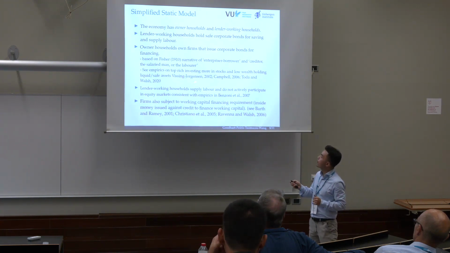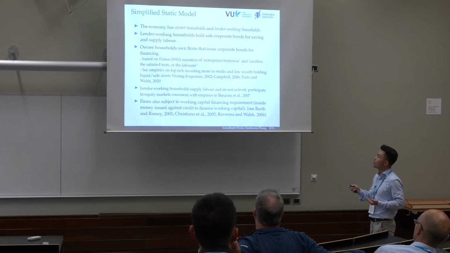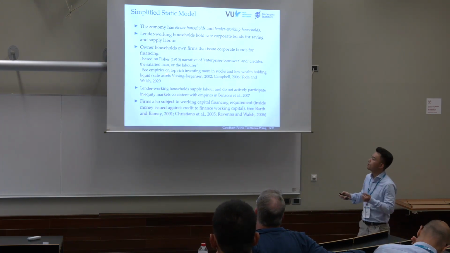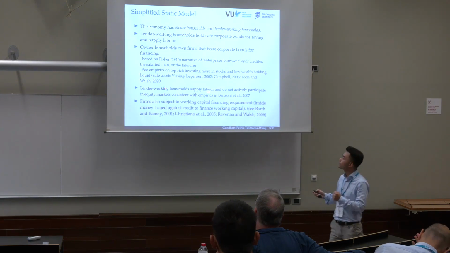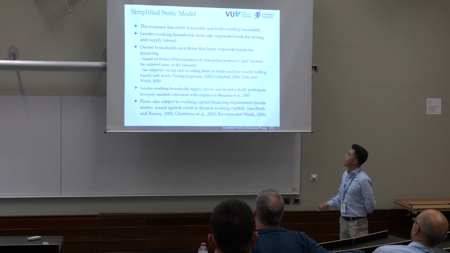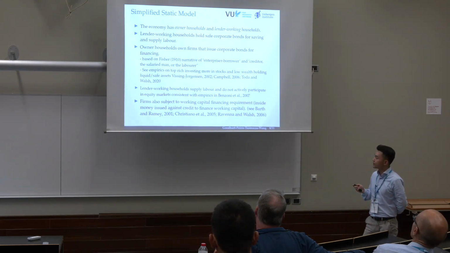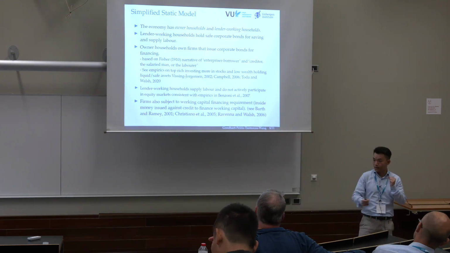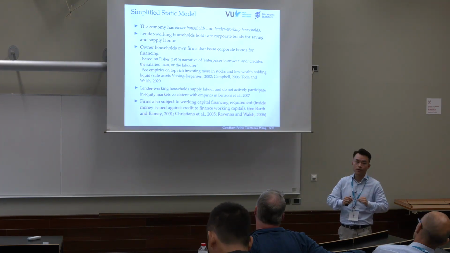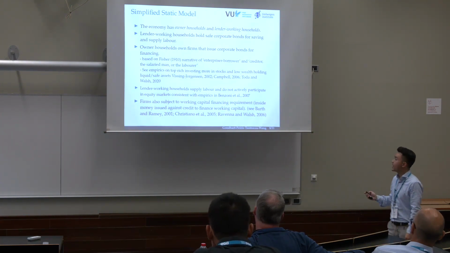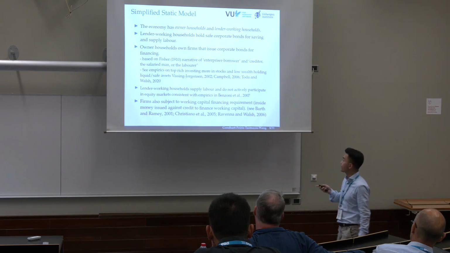Recently, there is also empirical evidence on the top rich investing more in stocks, whereas the lower income group or middle class invest more in liquid safe assets. Lender working households, like I said, supply labor and do not actively participate in the equity markets. The firms are subject to working capital financing constraints, and this is where money enters the economy, against an offsetting bank credit to finance the working capital, along the lines of Barth and Ramey, Christiano, Rovina, and Walsh.